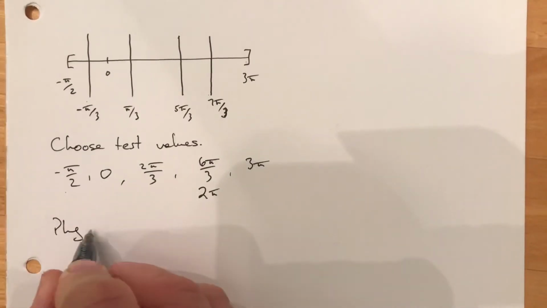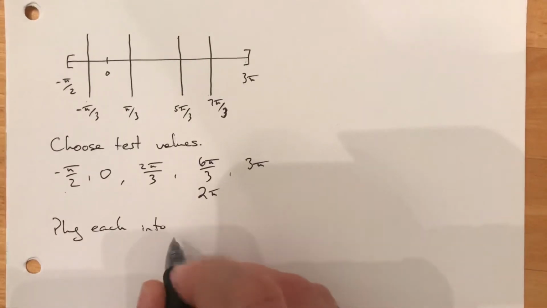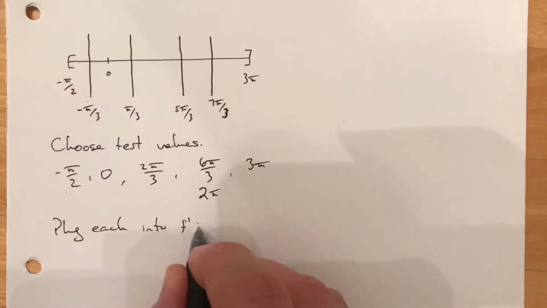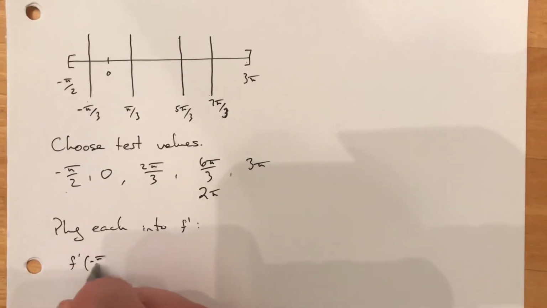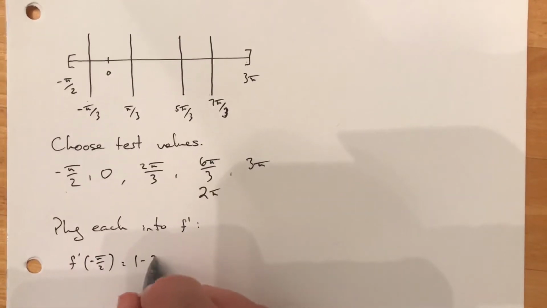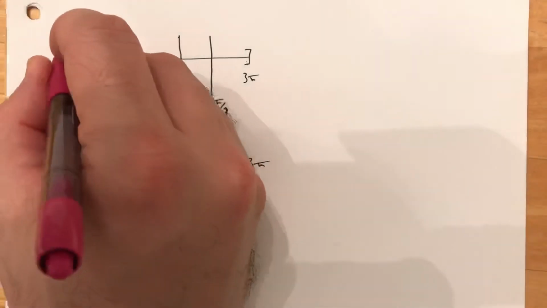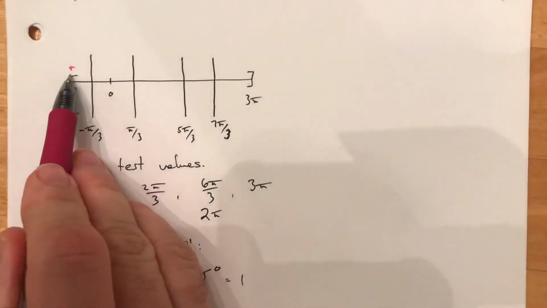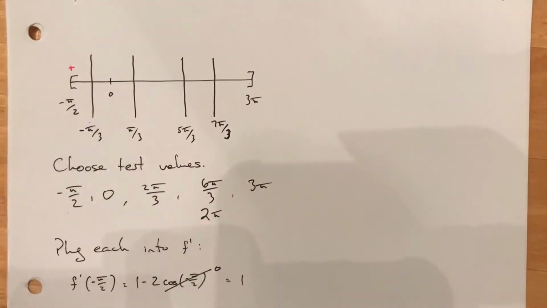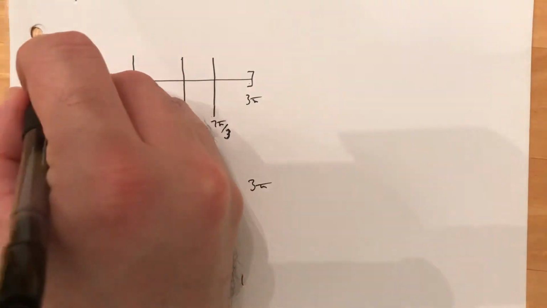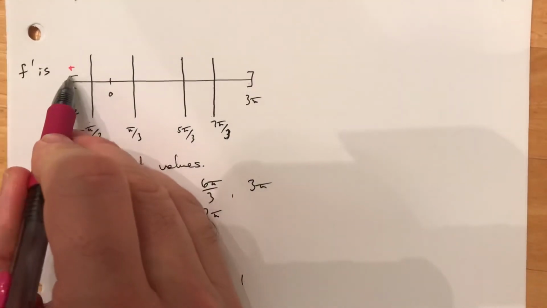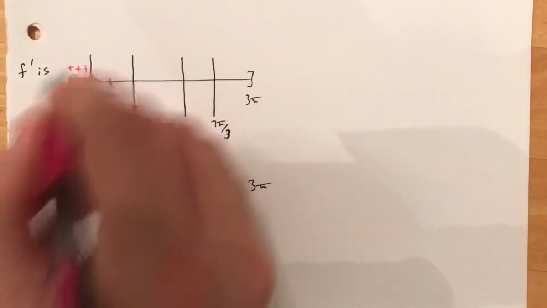So we're going to plug each of these into f prime, and f prime of negative pi over 2 is 1 minus 2 cosine of negative pi over 2. Now cosine of negative pi over 2 is 0, and so all this stuff adds up to 1. We go back to our chart. We have that the derivative is positive for one value in this segment. It's going to stay positive.